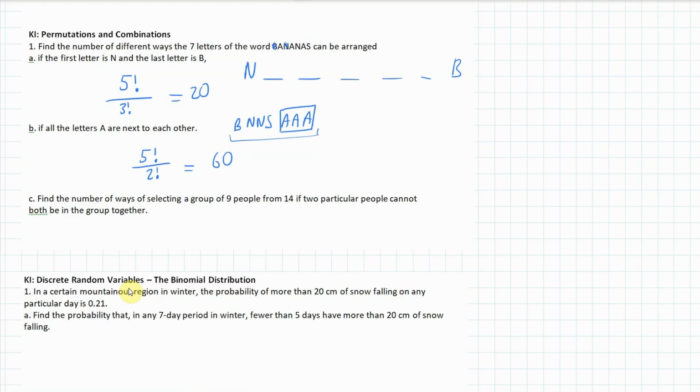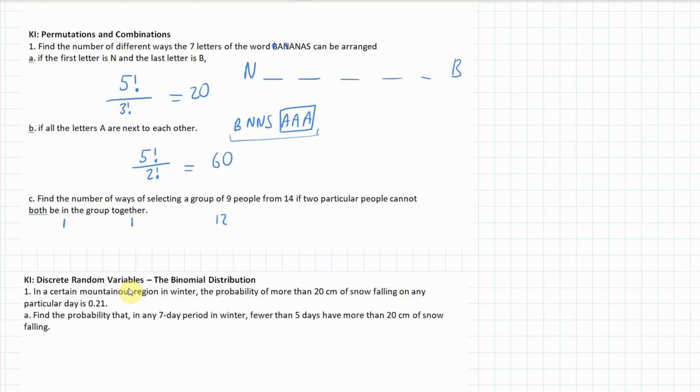Find the number of ways of selecting a group of 9 people from 14 if 2 particular people cannot both be in the group together. Perhaps they don't get on. Okay, so we've got like person 1, another one here, and then we've got 12 people.